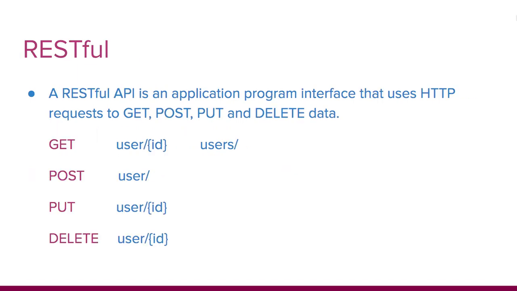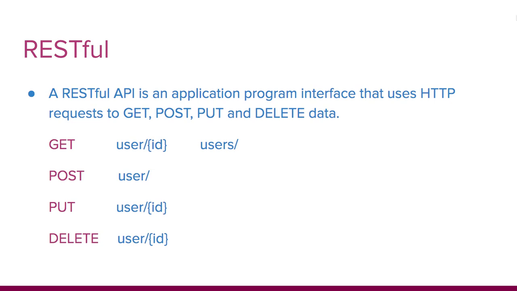RESTful APIs. What is a RESTful API? A RESTful API is just a structural style of APIs, a style of structuring the API that we want to create or develop. It's an application program interface that uses HTTP requests to get, post, put, and delete data. For get, we simply get something from the API, from the database. Maybe we get a user by ID, a piece of news, a movie, or products.